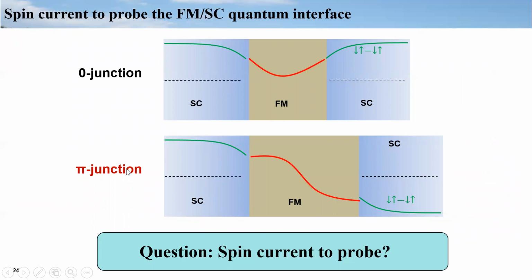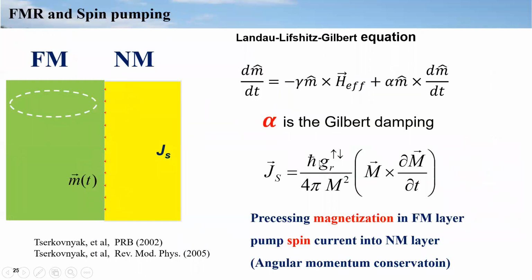For the 0 junction and the pi junction, my motivation to work on this is: can we use spin current to probe them? The method we use is related to FMR spin pumping. This magnetization dynamics can be described by the Landau-Lifshitz-Gilbert equation, and as you can see here, this damping term describes the Gilbert damping.